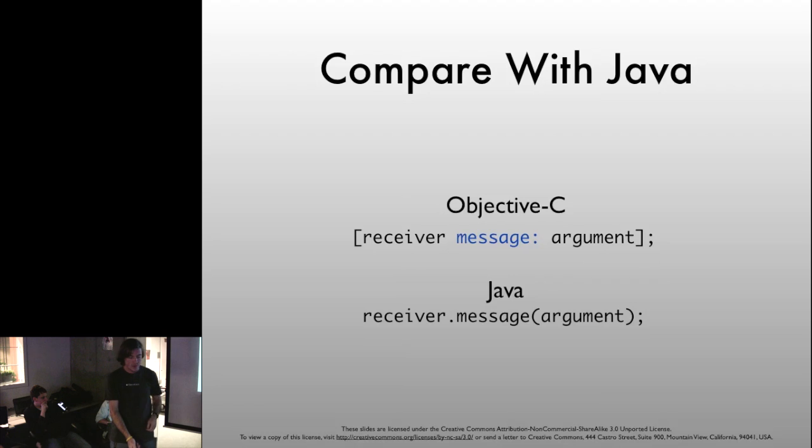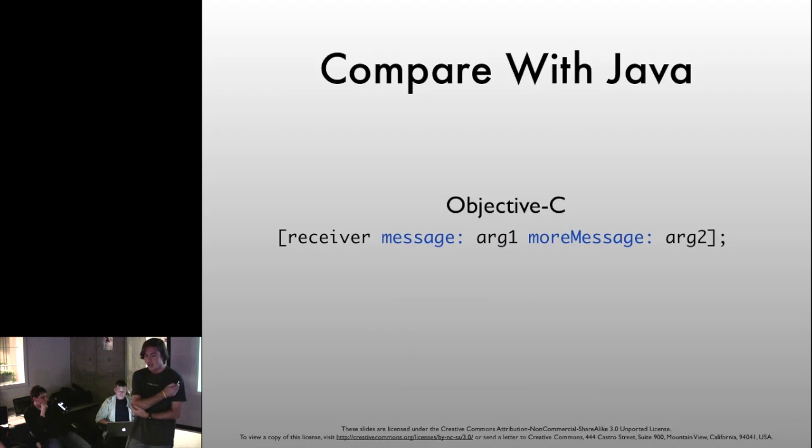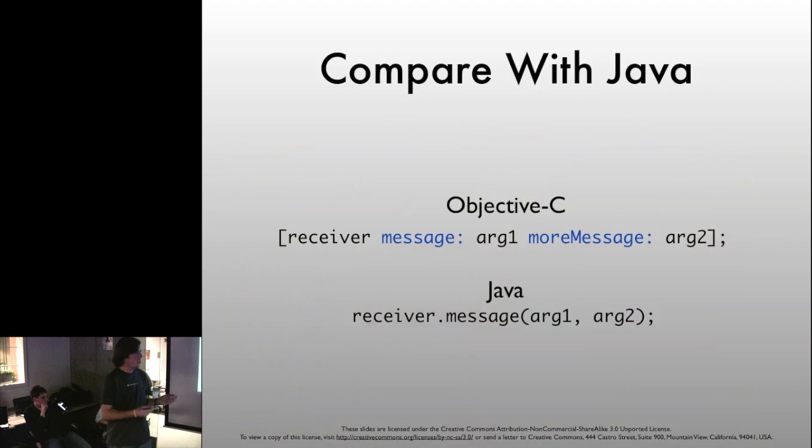Okay. The complicated one for most people is the two-parameter one. Obviously, Java doesn't have this pseudo parameter naming. So what the name of the method is a little bit fuzzy. It might be something like receiver.messageMoreMessage or receiver.message(arg1, arg2). But again, Objective-C just adds the ability to pseudo-name each of the parameters and you embed that inside of the actual call of the method rather than just the definition of the method. Okay, so that's what it looks like to call Objective-C methods.